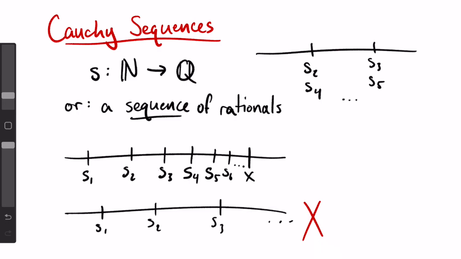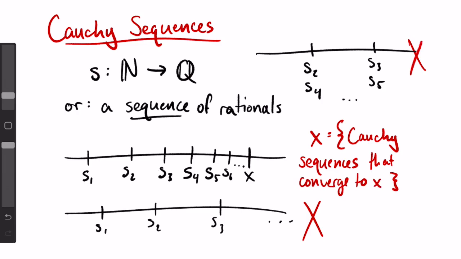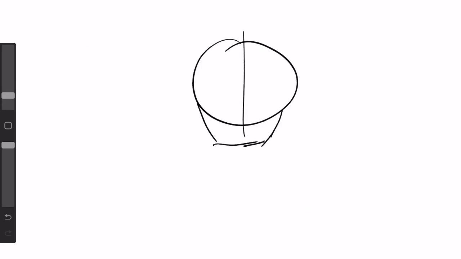Using this construction, we can define a real number x to be the equivalence class of all Cauchy sequences that converge to x. So the set of all real numbers is the set of all such equivalence classes. And that's pretty much it.